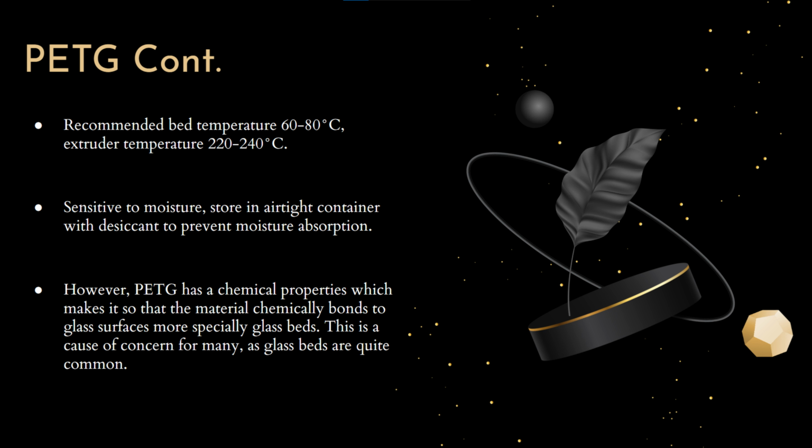However, PETG has a downside. Its chemical properties allow the material to chemically bond to glass surfaces such as glass beds, which is commonly used in 3D printing. This is an issue for some, as many now have glass beds.